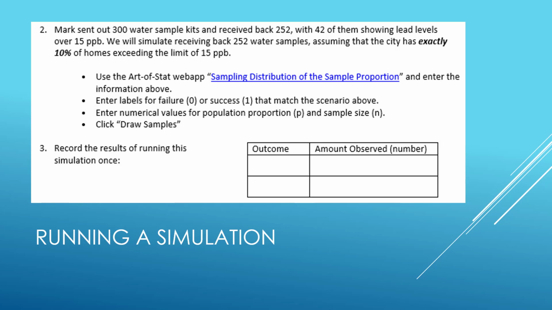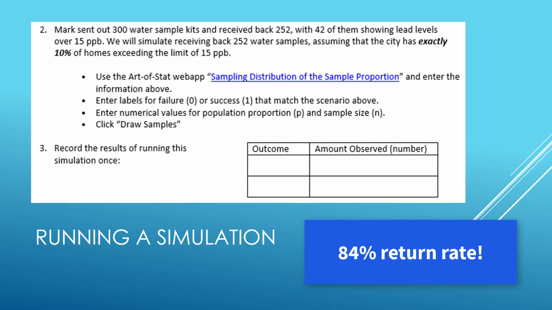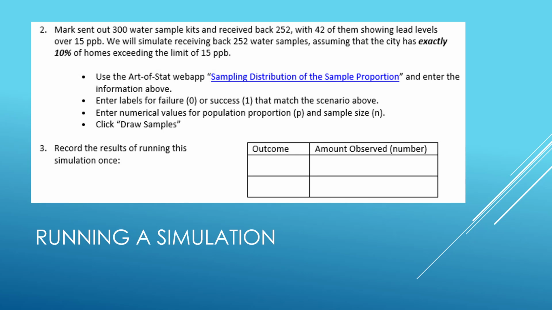Now, as you moved on down to numbers 2 and 3, the goal here is to try to understand what was really happening in Flint. And so Mark Edwards did send out 300 water sample kits. He sent them out fairly randomly, received back 252, which is an amazing amount. It just shows how much people in that city really wanted to know what was going on with their water. And out of the 252, 42 of those showed lead levels over 15 parts per billion.